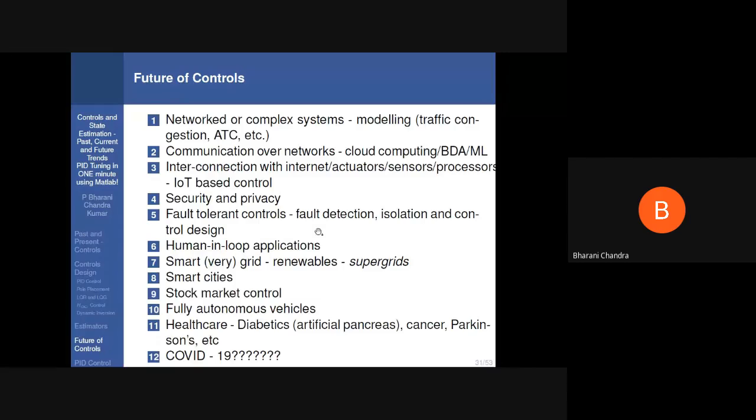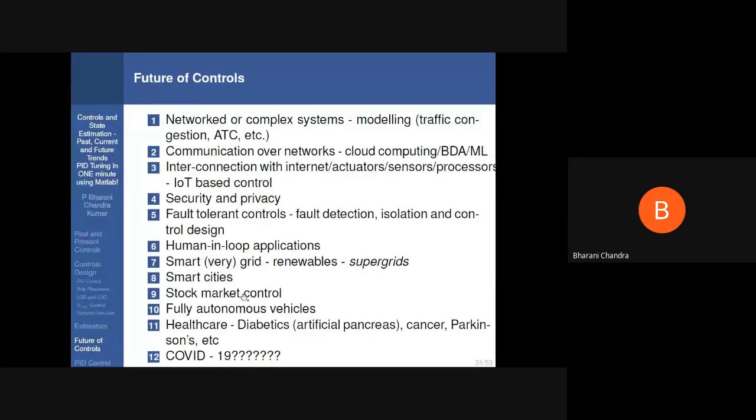And fault tolerant controls, which include fault detection, isolation, and control design. What will happen if some of your sensors or actuators are faulty? Can you recover the desired or nominal performance even in the presence of faults? That is also of much interest. And human in the loop applications: when the human is involved in some of the applications, how do you ensure the safety of the human is very much required. And smart grids, the so-called super grids, with a combination of AC and DC grids, how to synchronize them, that also plays a crucial role.